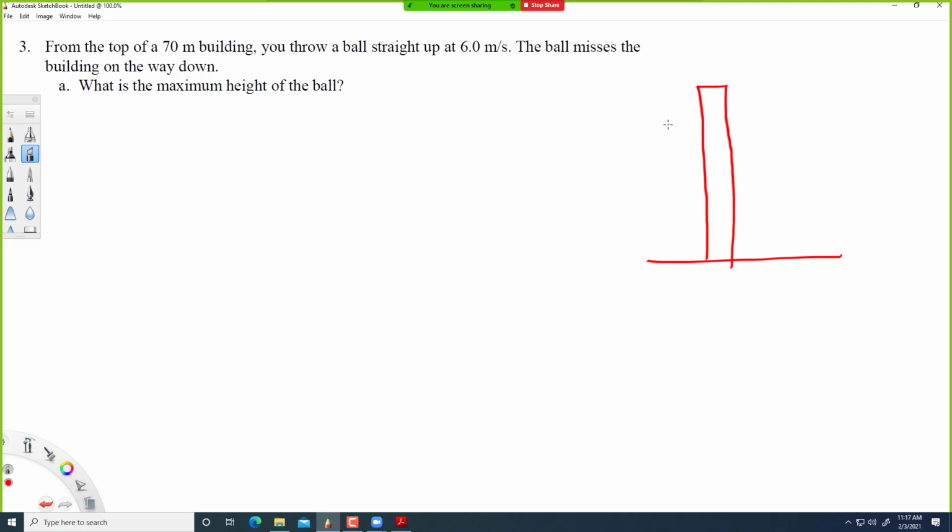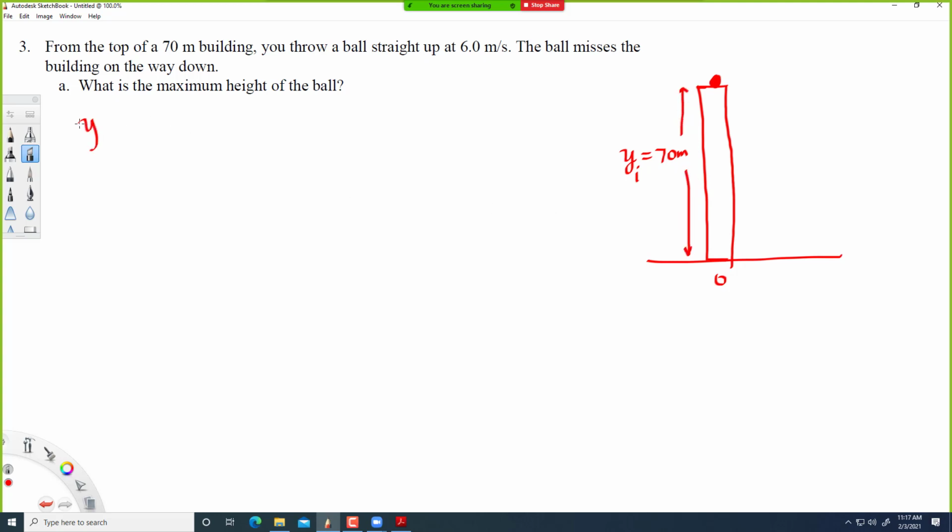So consider that this is our origin. That's the 0 mark, and from the origin to the top of the building is 70 meters. So y is 70 meters, and our ball is somewhere here. We don't count the height of the person. Compared to the building, the height of the person is negligible. So we just consider that the ball and the person are at the same point. So that's the ball, and its initial position is 70 meters from our origin.